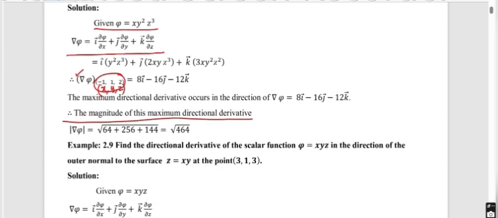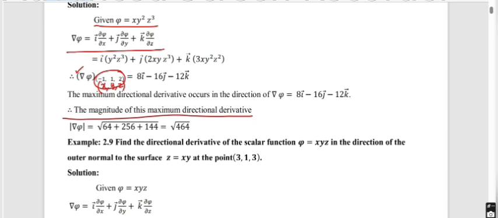If phi is given, then we find del phi, that is the maximum directional derivative. From this maximum directional derivative, we find the magnitude of this maximum directional derivative.